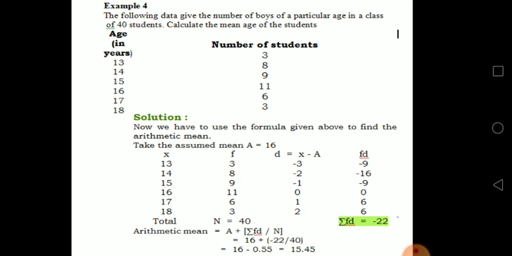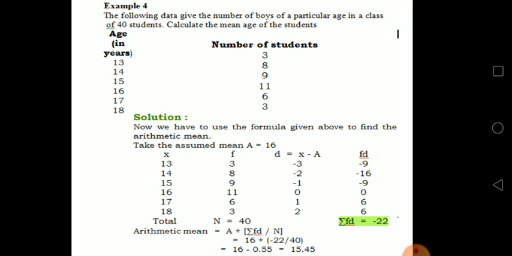Example 4. If you follow the same steps, this is what we get. Look at the data given clearly. The first thing we need to do is to choose the assumed mean. Here we have chosen 16 as the assumed mean. Don't forget, you could choose any value, though it is advisable to choose a centrally located one. If our assumed mean is 16, then the next thing is to find the deviations.